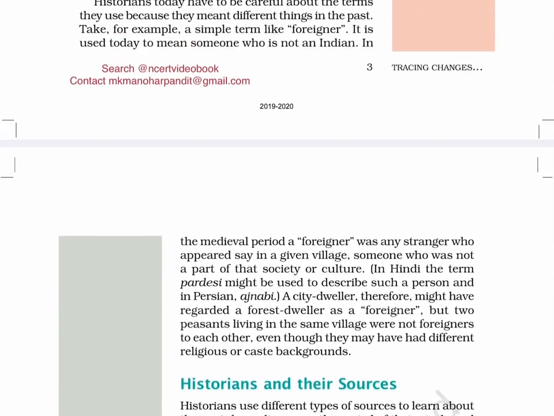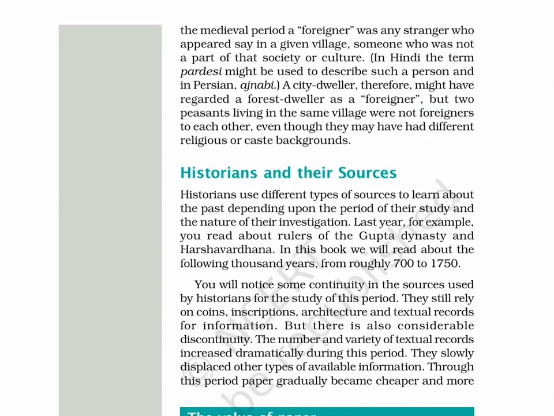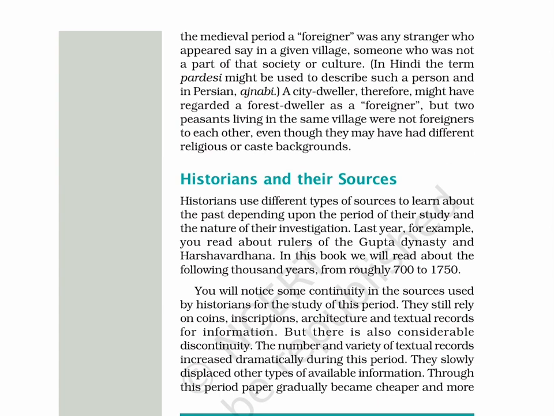Page 4. In the medieval period, a foreigner was any stranger who appeared, say, in a given village, someone who was not a part of that society or culture. In Hindi, the term Pardesi might be used to describe such a person, and in Persian, Ajnabi. A city dweller, therefore, might have regarded a forest dweller as a foreigner. But two peasants living in the same village were not foreigners to each other, even though they may have had different religious or caste backgrounds.